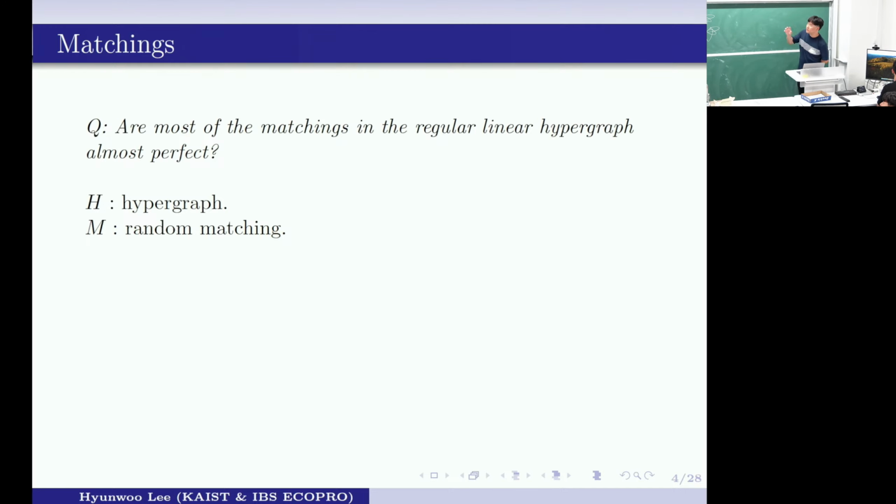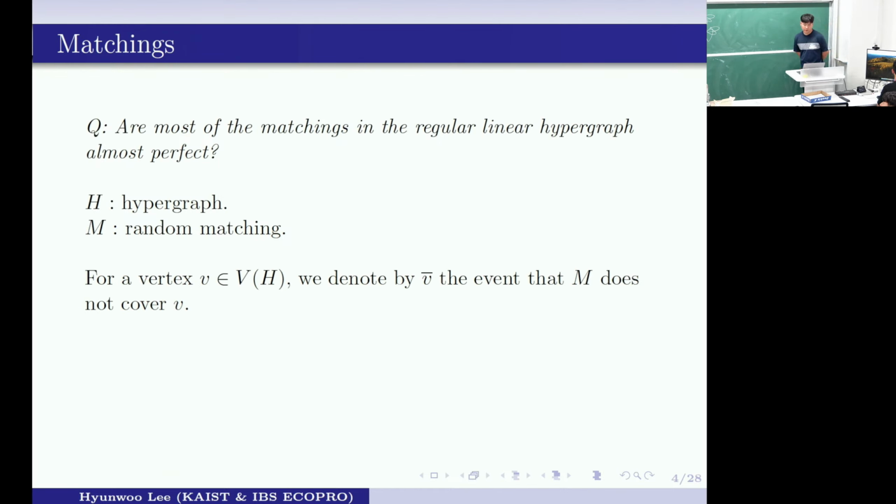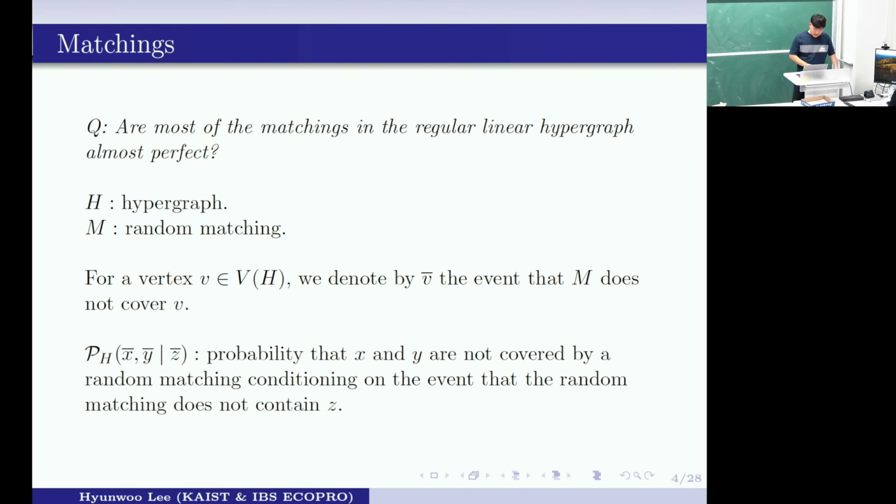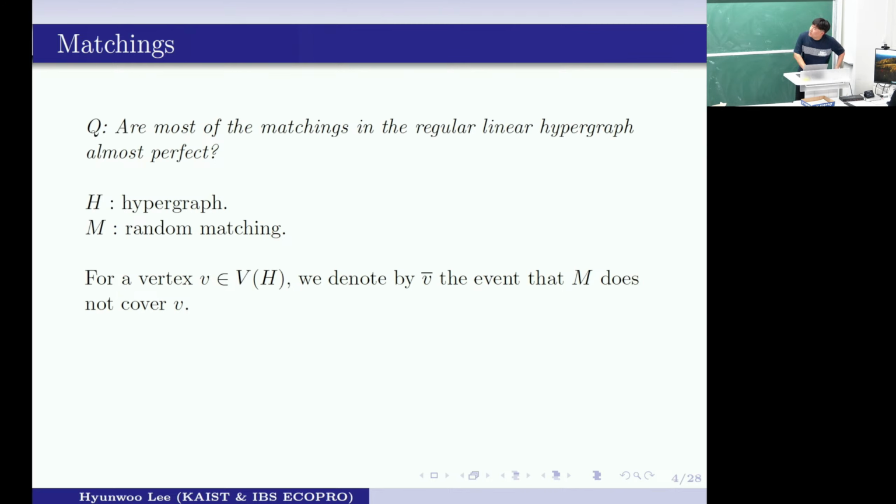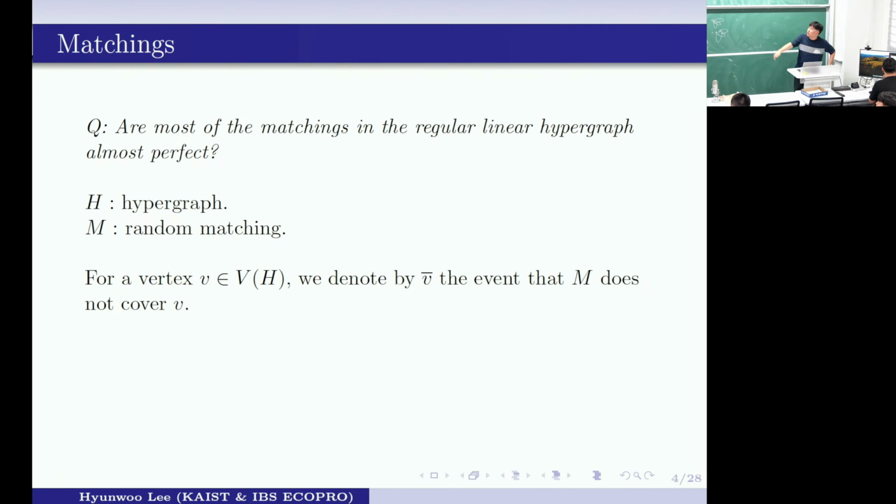To estimate the expectation of the size of the random matching, we may analyze it vertex by vertex. What I mean is, for a vertex v, we may define the event v bar, which is the event that this random matching does not cover v. Then by linearity of expectation, we can estimate the size of the random matching by summing up the probabilities of the events v bar over all vertices, and deducting it from the number of vertices of H. Then we get the average size of the random matchings.